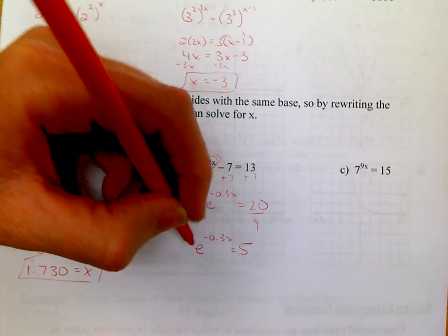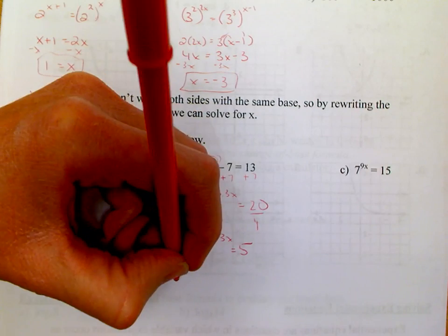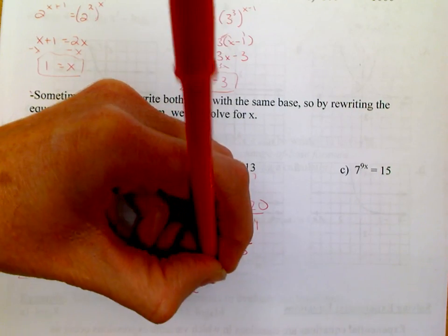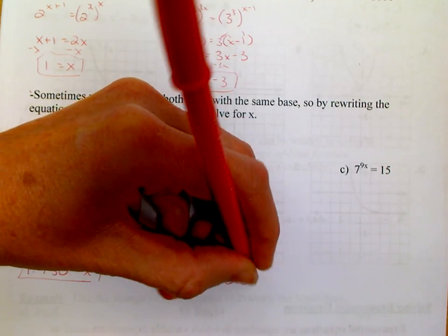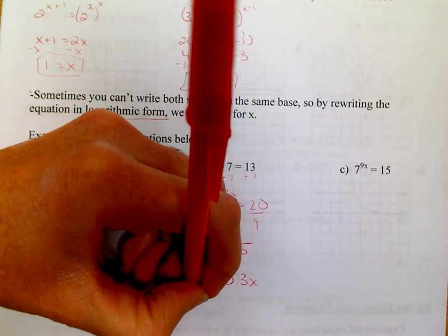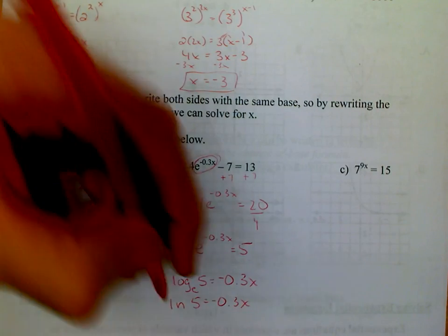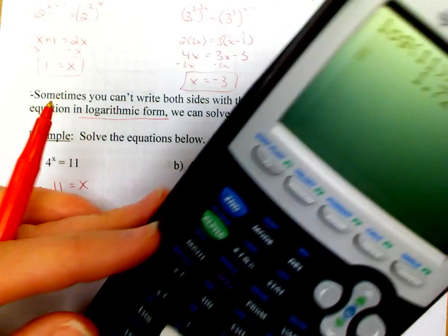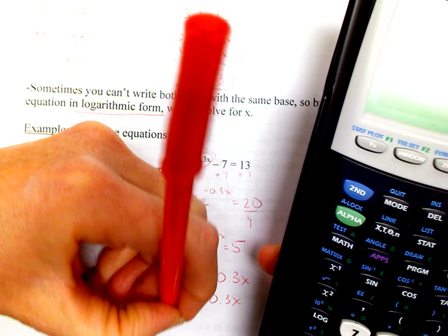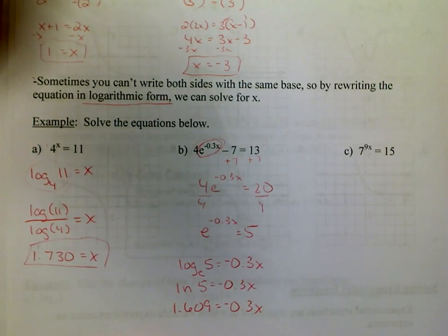Now please remember that when you go to convert this to log form, it will look like this: log base e of 5 equals negative 0.3x. But please remember, log base e is the same thing as the natural log of 5 equals negative 0.3x. That you can find on the calculator. When you do the natural log of 5, you actually get a value of about 1.609, and that is equal to negative 0.3x.